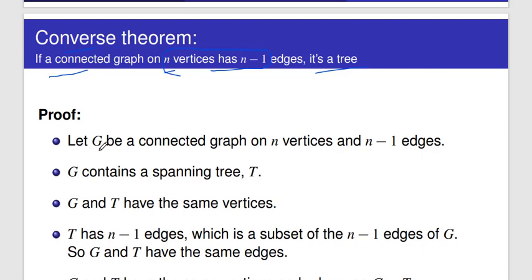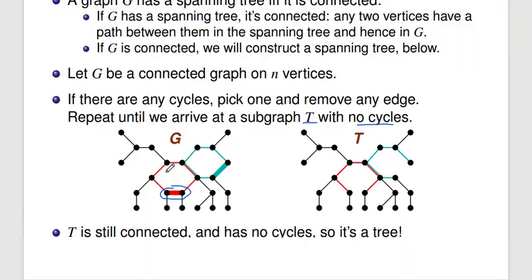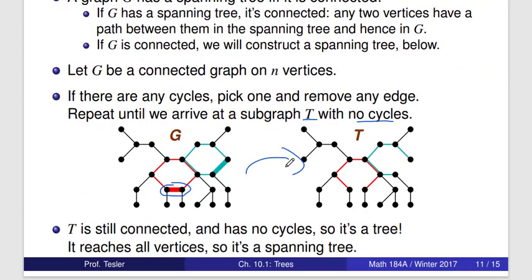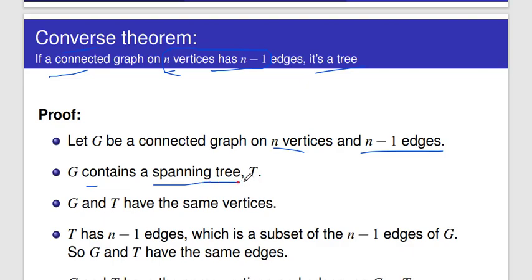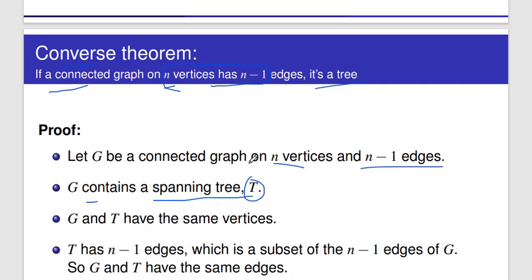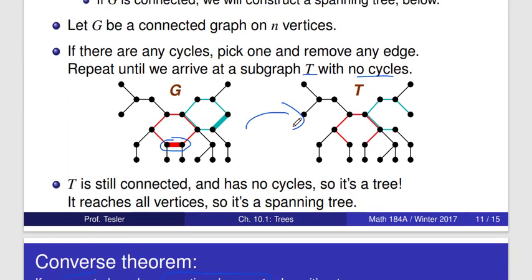Let's assume G is a connected graph. It's not yet known to be a tree. Let's assume G is a connected graph on n vertices and has n minus 1 edges. Now we already know that we can convert any graph into a spanning tree by removing edges, so the spanning tree is a subgraph of G. So G contains a spanning tree. Let's assume this is T.